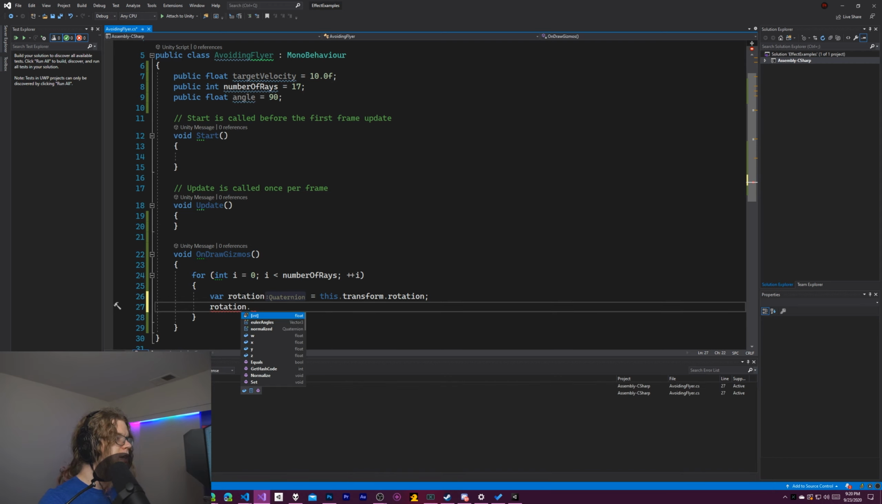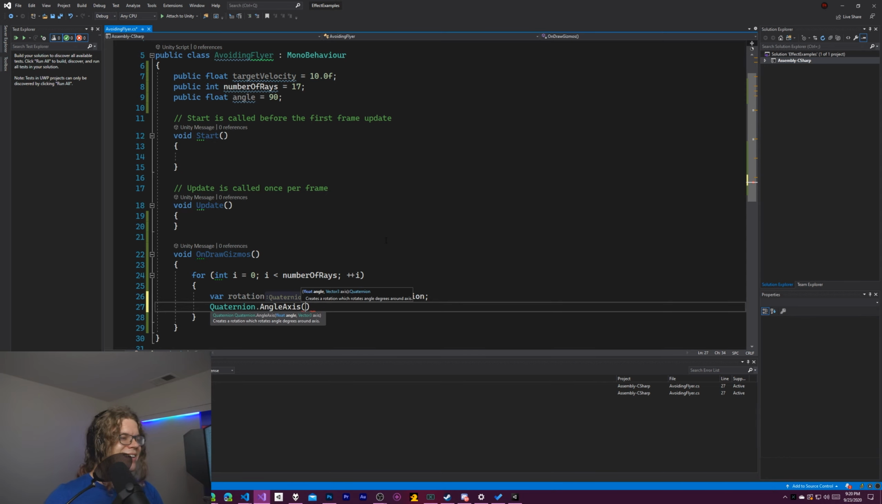But what I actually want to do is take that rotation and shift it in one way or the other. So rotation dot, or actually, oh, this is hard. This is hard because I don't know if there's a good way to do this, actually. This may have been a mistake. Because we want to rotate this around an axis. Quaternion.Rotate, axis? Quaternion.AngleAxis. That's better.